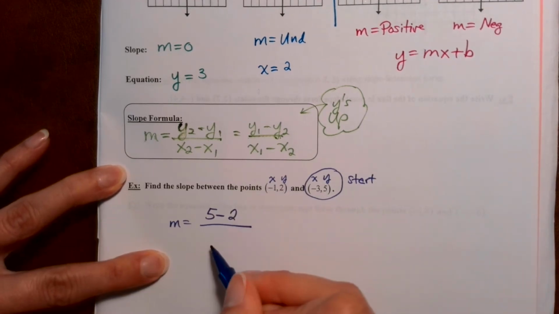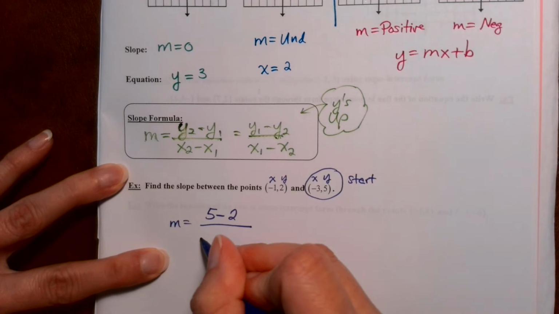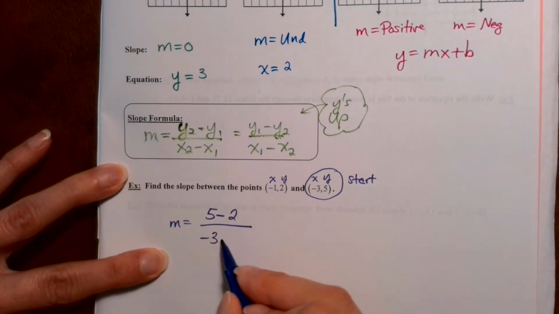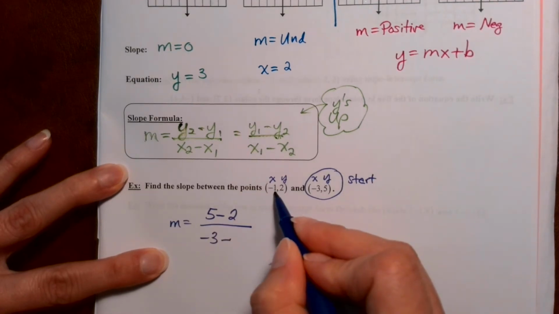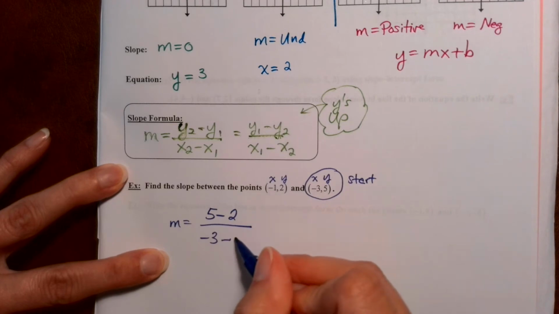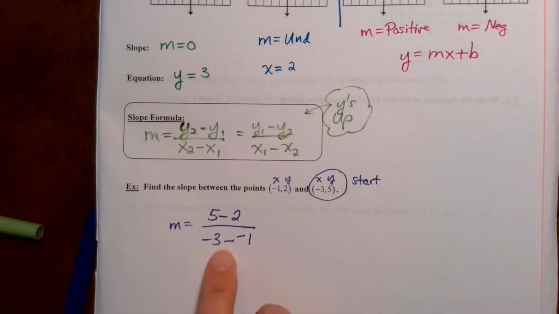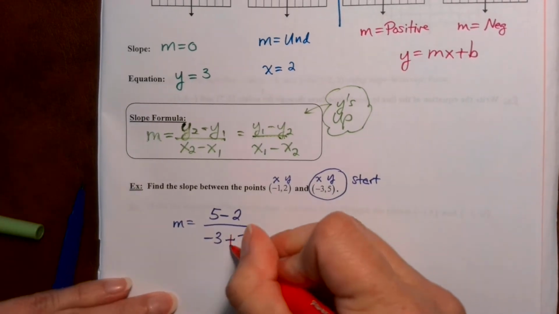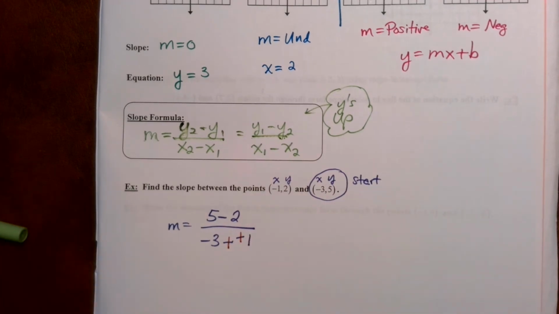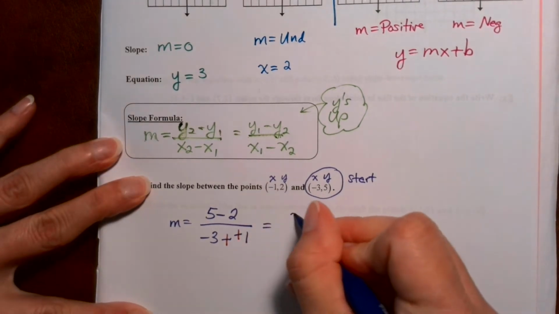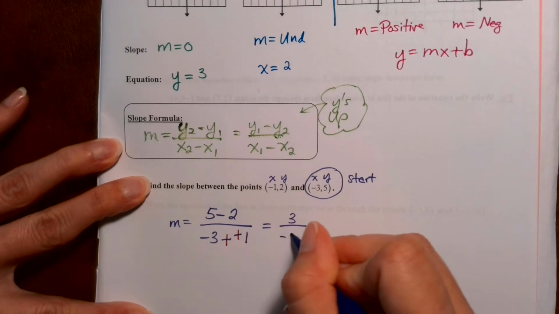Okay, and now it's time for x's. So the starting x is negative 3, and then I'm going to minus my other x, which is a negative 1. You have to put the negative here. And remember, a negative, negative, those make a positive. Okay, so now I have 3 over negative 2.